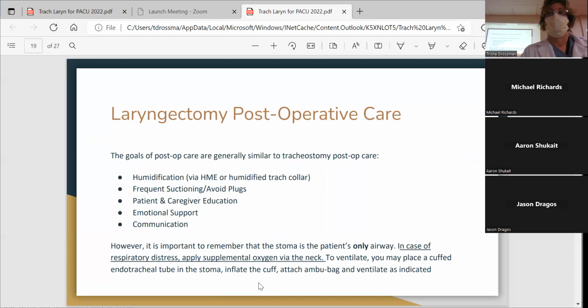because putting a nasal cannula here is not going to be effective. Putting any kind of oxygen mask here is not going to be effective. This is where they're going to ventilate. This is where we're going to suction, things like that.